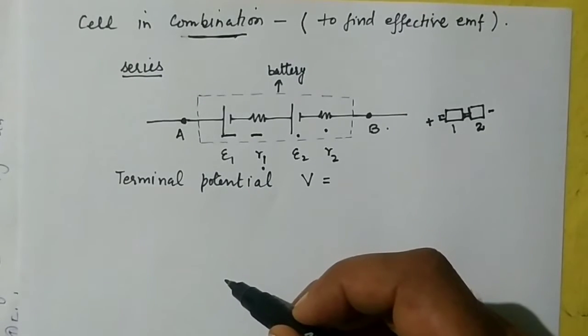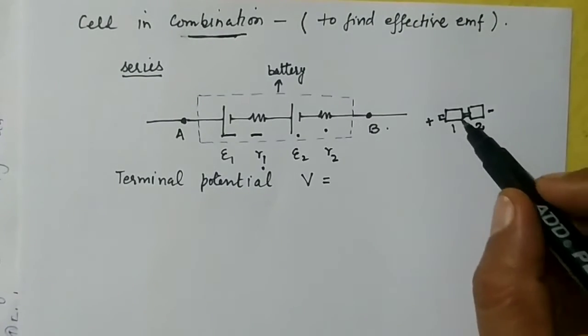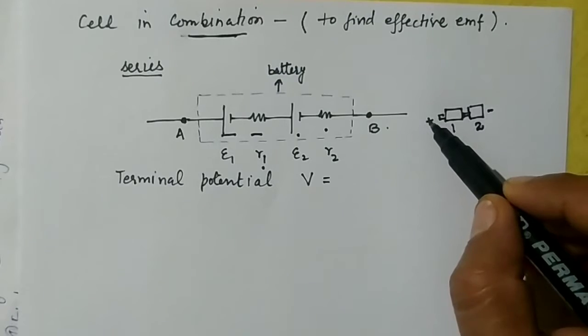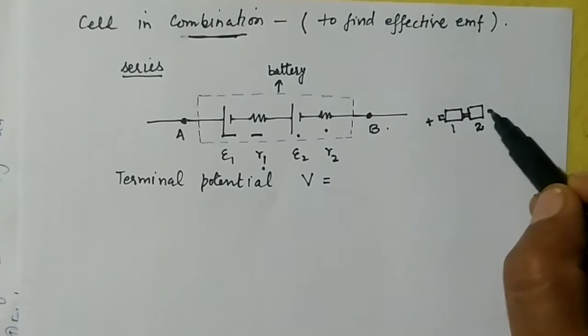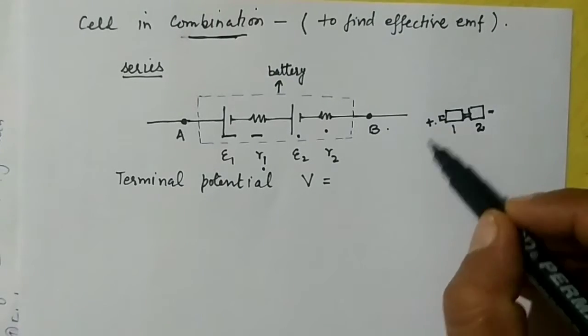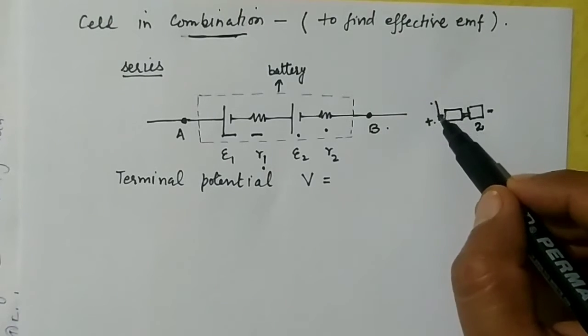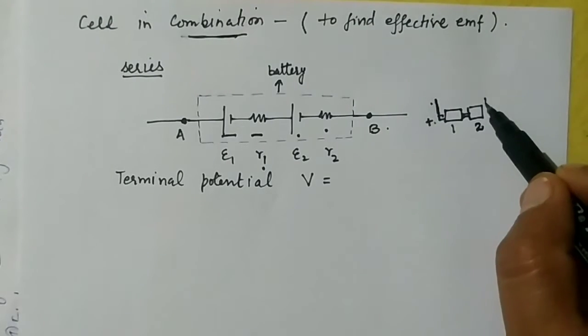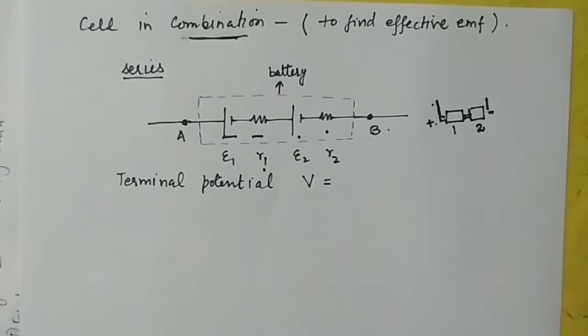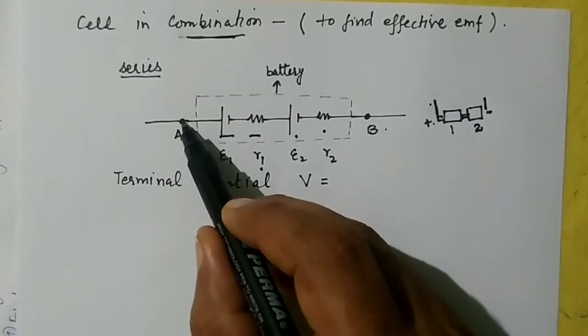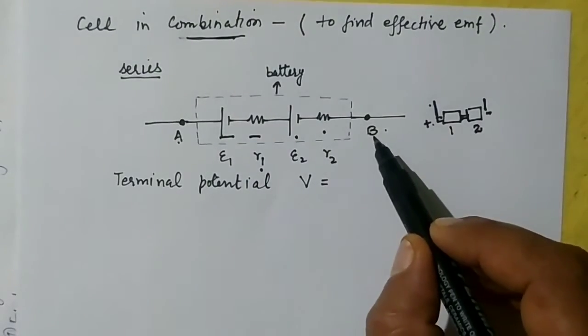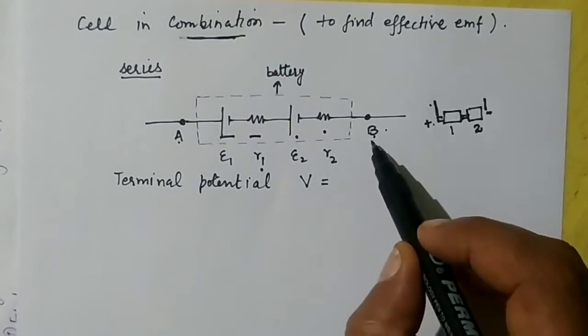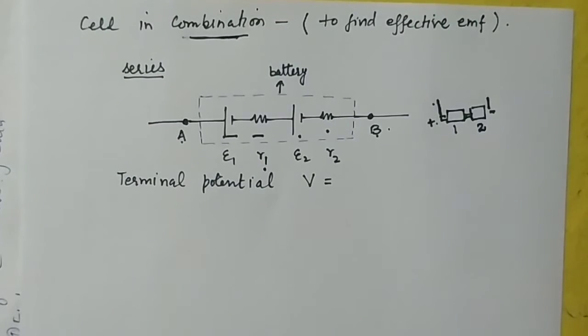Now what should be the terminal potential? The terminal potential is the potential difference between the two electrodes. This is one electrode and this is your second electrode. The potential difference between the two is the terminal potential. So here I take two ends, A and B. The potential difference between A and B will be the terminal potential.